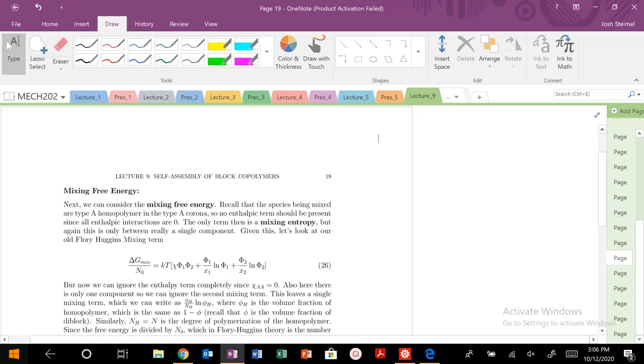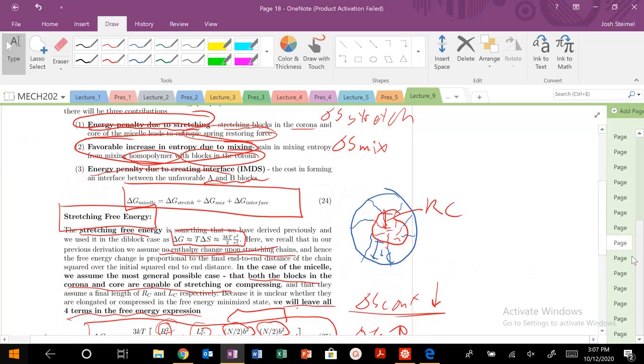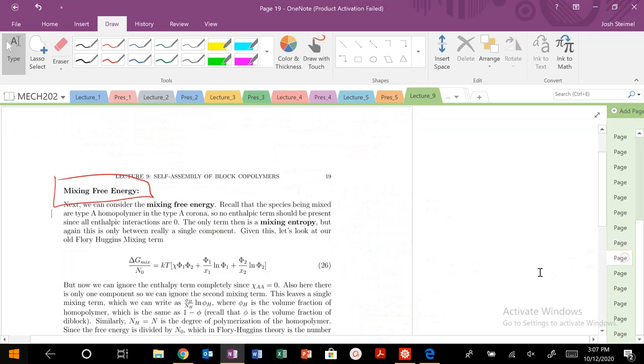Today we're going to talk about the mixing free energy for our polymers in this kind of micelle conformation. We identified the key free energy terms last time. One of those was the increase in entropy due to mixing, and specifically we're talking about the mixing of our free homopolymer with the corona. So all type A and all type A in the corona, so no enthalpic terms should be present. So let's take a look.